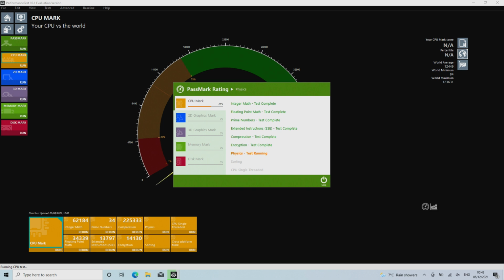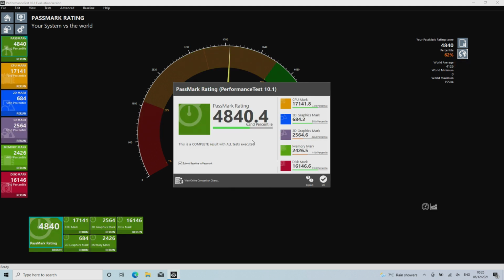PassMark stress tests the CPU, GPU, RAM and storage to the maximum over a number of artificial tests. This gives us a good indication of peak performance. The Win MAX 2021 AMD model scores 4,840.